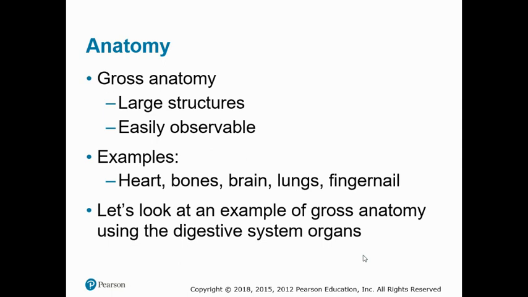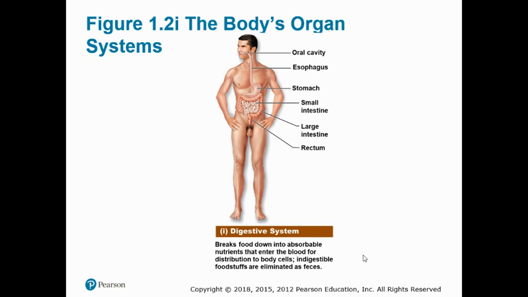These are large structures that we can easily see without the use of a microscope. These include things like the heart, bones, brains, lungs, and fingernails. If someone were to ask what is the gross anatomy of the digestive system organs, these ones should sound familiar to you. These include things like the oral cavity, the esophagus, stomach, small intestine, large intestine, and rectum. If you had a human cadaver or a human body in front of you and opened it up, you would be able to see these structures without putting them under a microscope.